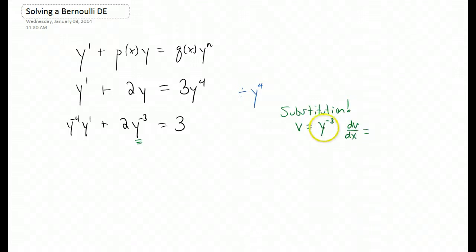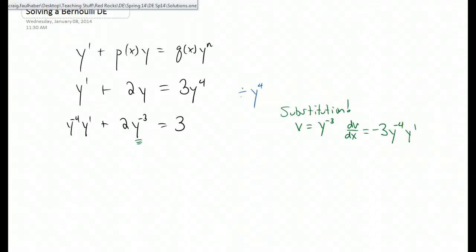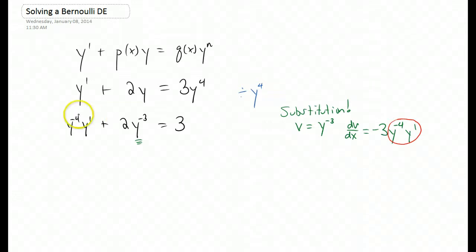So y is actually a function of x, so we're going to do a power rule and we're going to do a chain rule, and this is actually an implicit derivative. So this is negative 3 y to the negative fourth power, and since y is a function of x, we're going to have a y prime in there as well. Now here's what's cool about the substitution. We obviously have y to the negative third power is v, and that's going to go in right here. But now we also have this y to the negative fourth y prime, which appears right here.